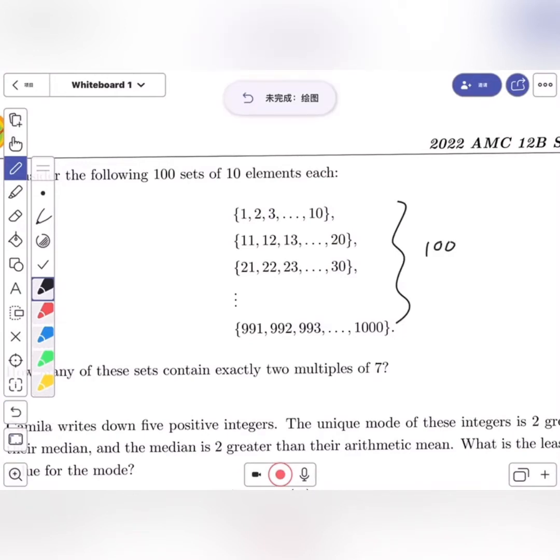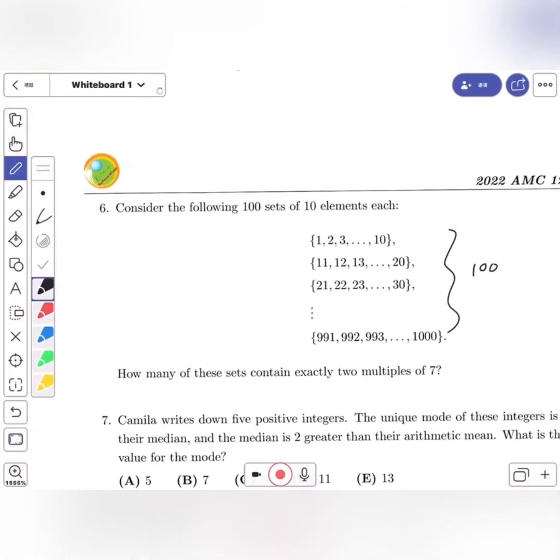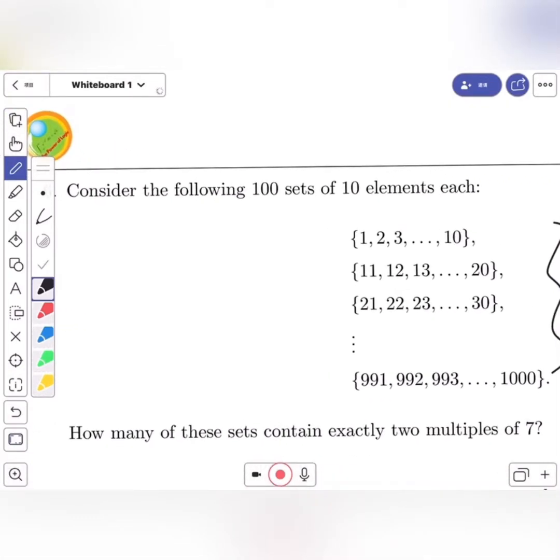This problem is really simplified if you figure out the trick in the contest, but it will be a bit tedious if you do not. So first, let's consider how many positive multiples of 7 there are below 1000. To calculate that, we do the floor value of 1000 divided by 7, which gives us 142. So there are 142 multiples of 7 below 1000.